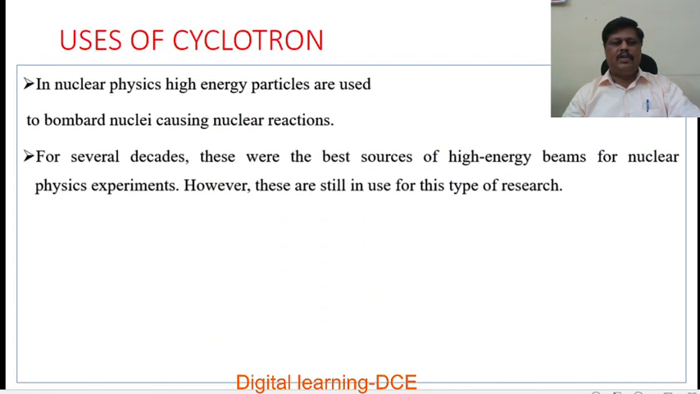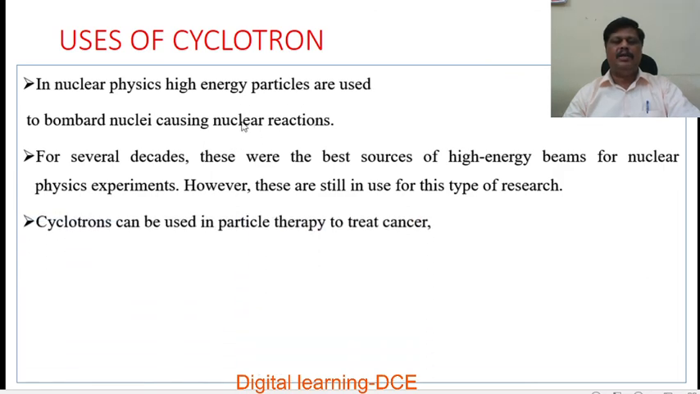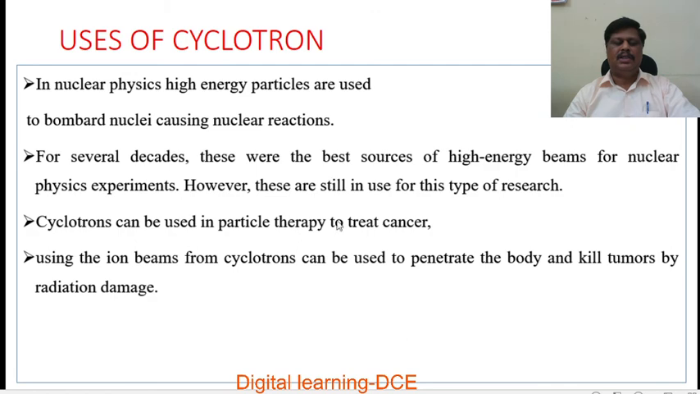Uses of the cyclotron. In nuclear physics, high energy particles are used to bombard nuclei, causing nuclear reactions. To produce nuclear reactions, cyclotrons are used. For several decades, these were the best sources of high energy beams for nuclear physics experiments. However, these are still in use for this type of research.